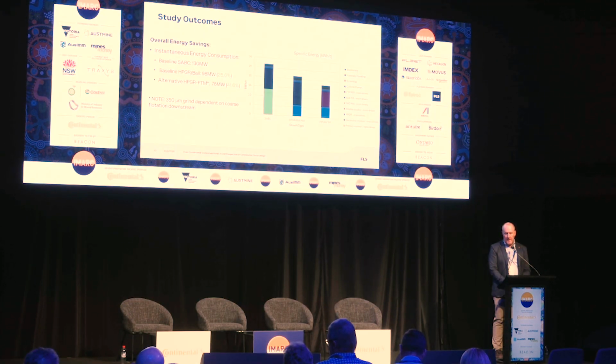Typically, as we would have expected, the SAG ball mill combination had a very, very high power contribution, and then that is kind of traded off against what we do with the HPGR eventually.